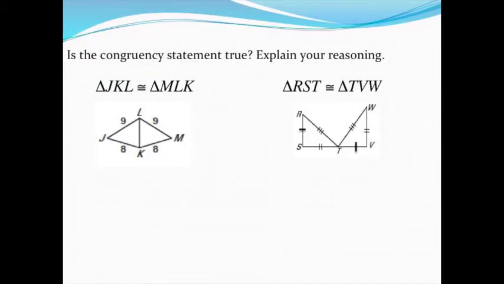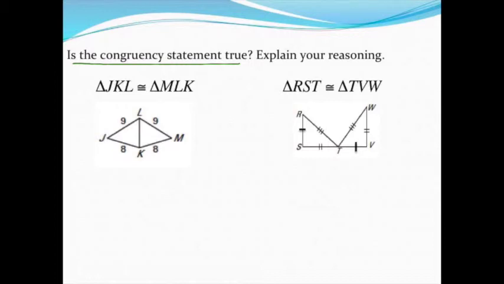And finally, in these last couple examples, we want to see if the congruency statement they wrote is true. So there are two things we need to check for. One, we need to check and see if the triangles are even congruent. And at this point, the only shortcut we have is side, side, side. The second thing we need to check for is whether the congruency statement they wrote is in the correct order. So two things to check for.